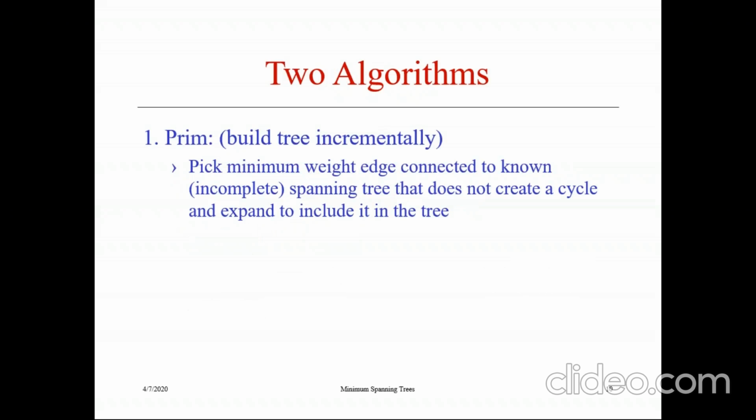Two algorithms have been introduced to construct the MST. First is Prim's algorithm, and second is Kruskal's algorithm. We shall see Kruskal's algorithm later. First, let's see Prim's algorithm. Pick the minimum weight edge connected to the known spanning tree that does not create a cycle, and expand to include it in the tree. In other words, Prim's algorithm is basically a greedy algorithm. While constructing the minimum spanning tree, we go on choosing the minimum cost edge, starting from the first vertex till the last vertex of the graph.